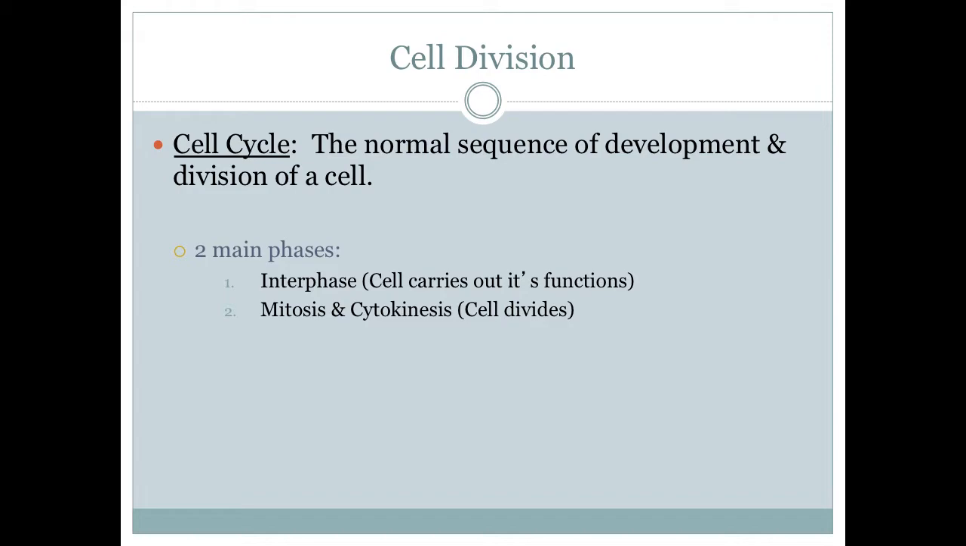The cell cycle is the normal sequence of development and division of a cell. There are 2 main phases in the cell cycle. The first is interphase, which is where the cell carries out its functions. And then the second phase is mitosis and cytokinesis. This is where the cell actually divides. So interphase is where it's carrying out its normal functions of a cell, and with mitosis and cytokinesis, this is the shortest amount of time where the cell actually divides and creates more.